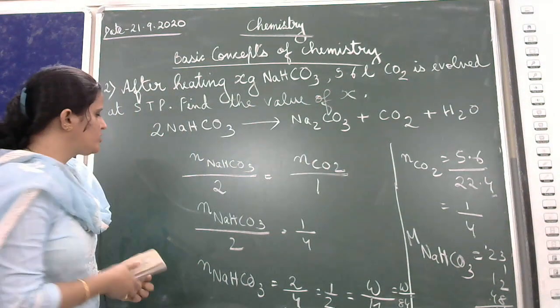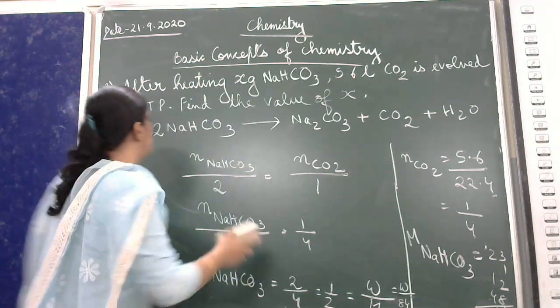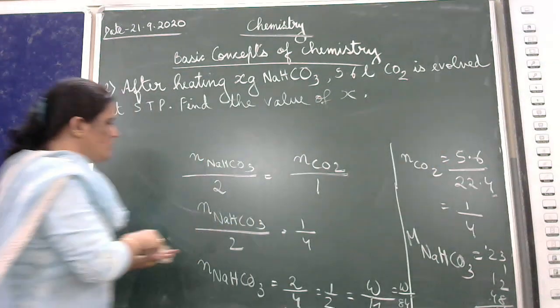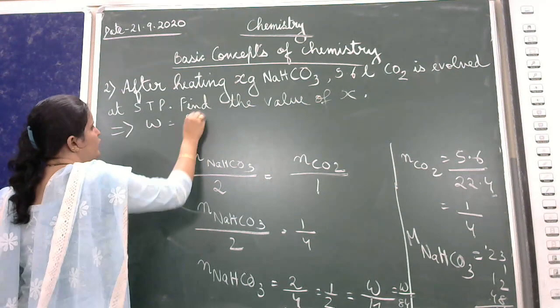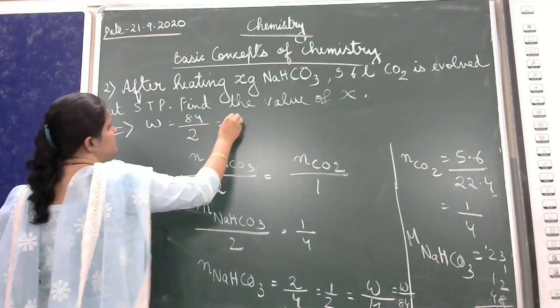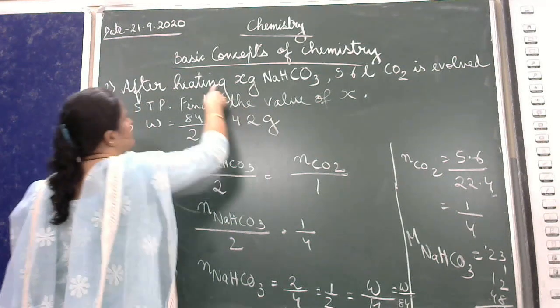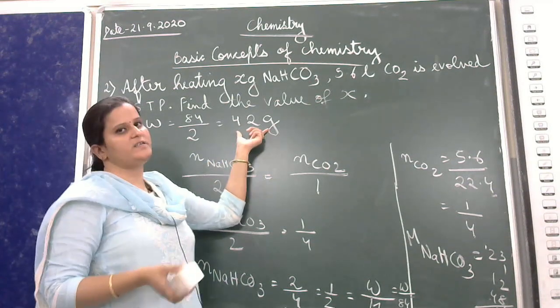So finally, if I look at it, half is equal to W by 84. So how can I calculate my weight? Weight will be 84 divided by 2, that is 42 gram. How much gram of sodium bicarbonate is taken? The answer is 42 gram.